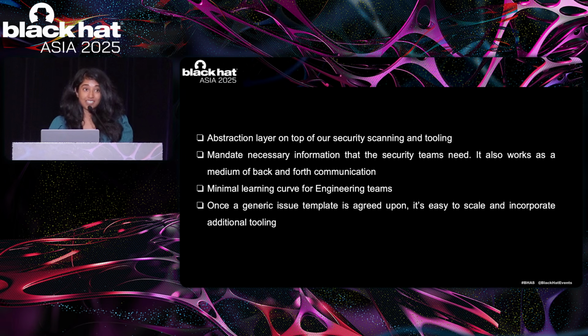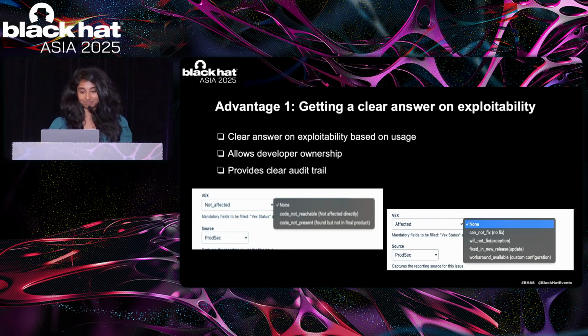And why we didn't go with a new solution is that we want to minimize the learning curve. Teams already use issue management systems, so it was easy for us to add on to it, and there was no added learning curve. And once a generic issue template was agreed upon with our engineering teams, it made our lives easier because we could integrate more tooling, and all we had to do was adhere to that template and provide as much information as possible.